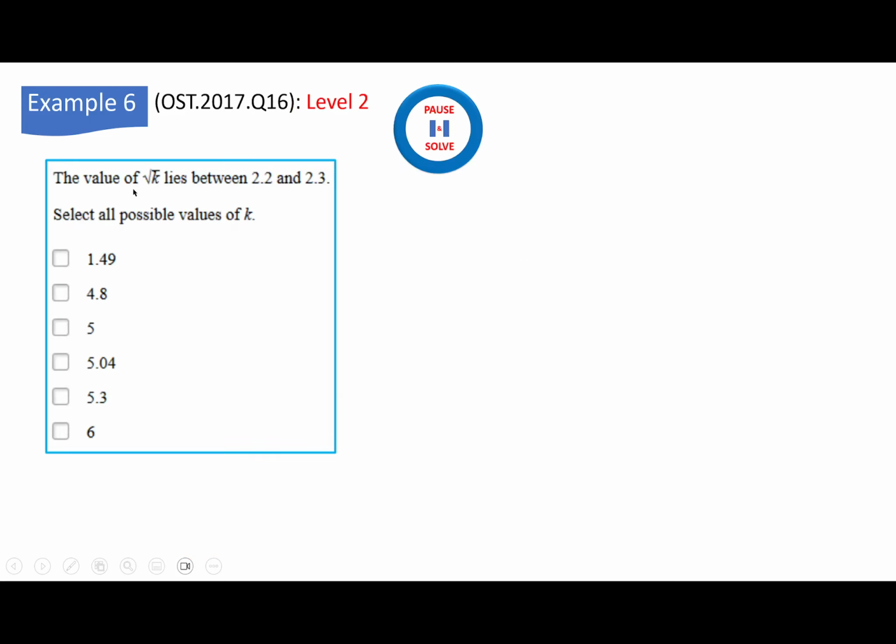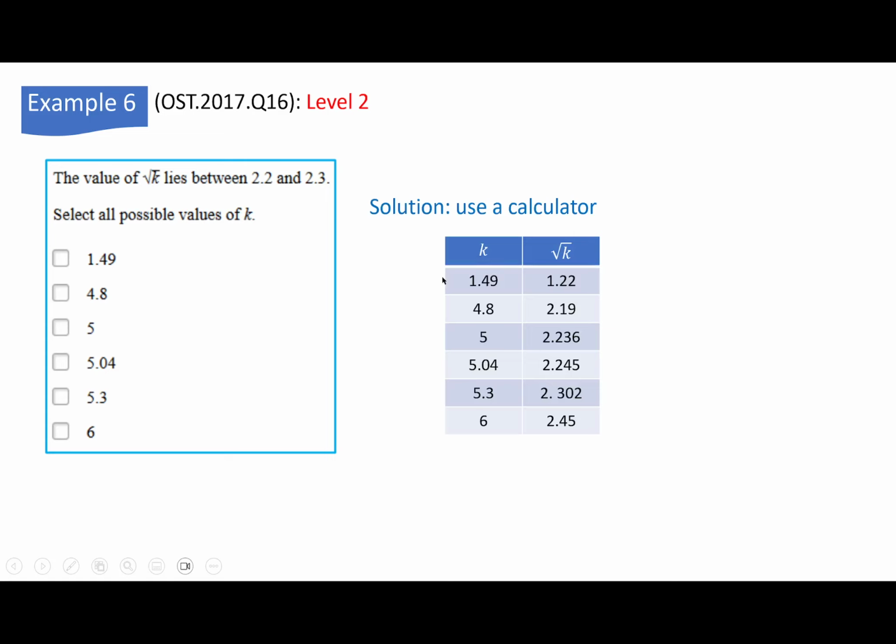Example 6. The value of square root of k lies between 2.2 and 2.3. Select all possible values of k. So what you can do, you can take all of these numbers and calculate the square root and see which one is between 2.2 and 2.3. So if you want to use the calculator, put those values right here, and square root them. And now we have to look at those and see which one is between 2.2 and 2.3. This one is not. 2.2, this one is not. That's below 2.2.